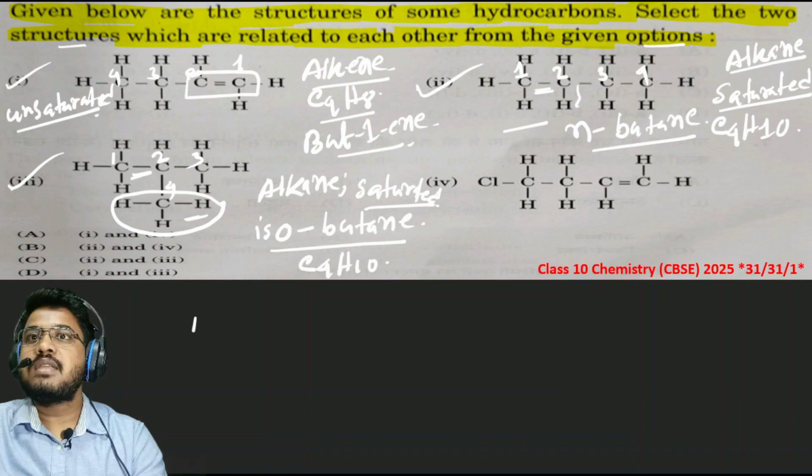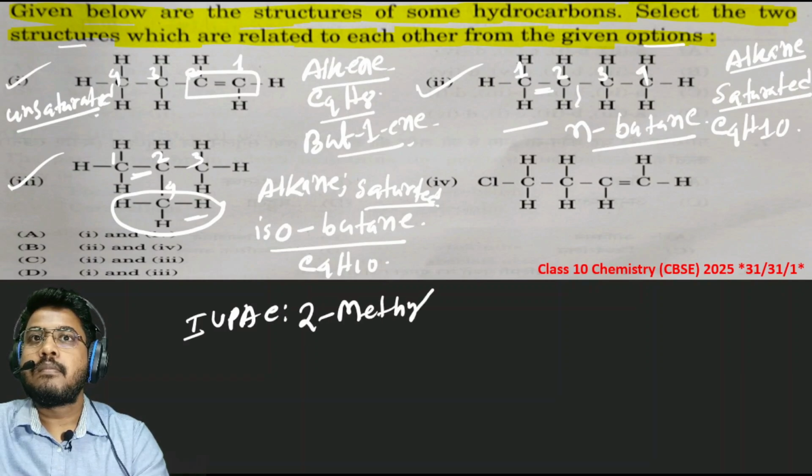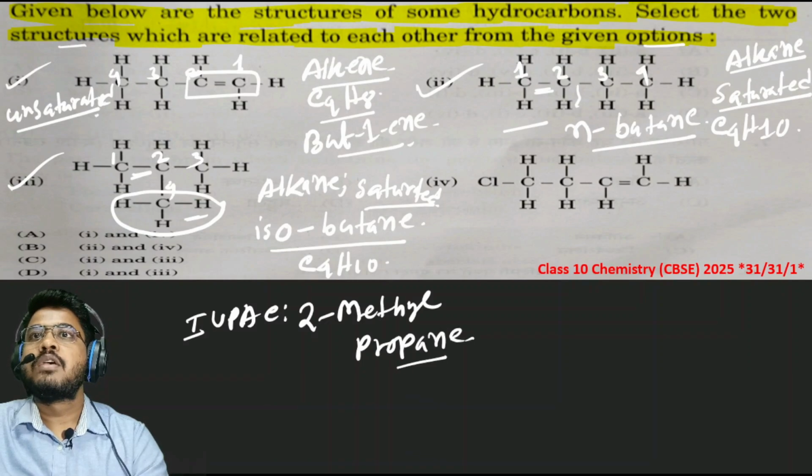What is the IUPAC name? IUPAC name is 2-methylpropane. Okay, so this is a branched structure.